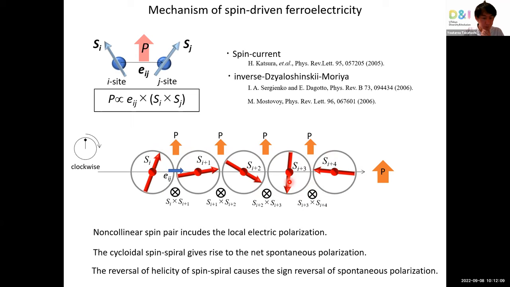Okay, so the cycloidal spin structure can give rise to ferroelectricity. The important point is if we change the helicity of this cycloidal spin structure from clockwise to counterclockwise, we observe the sign reversal of the spontaneous polarization. So the change of the sign of the polarization means a change of the helicity in this spin structure.